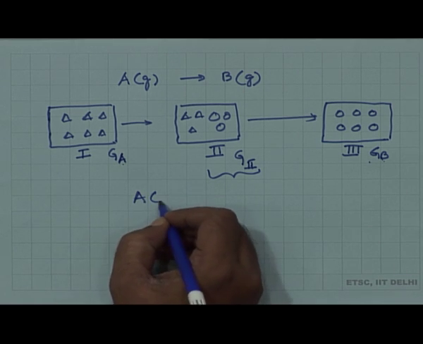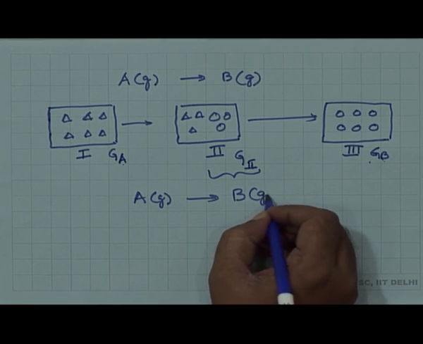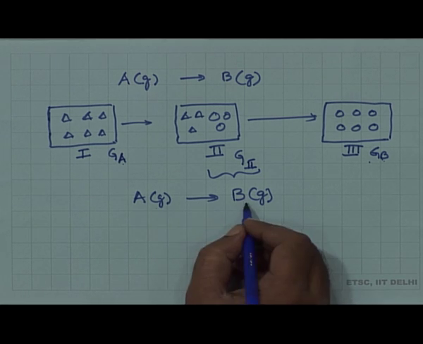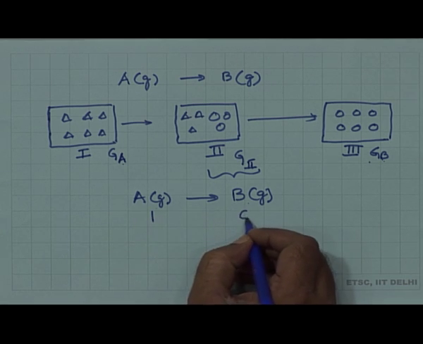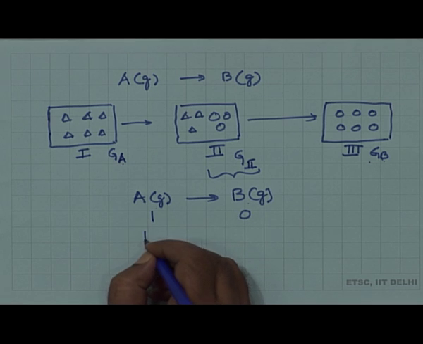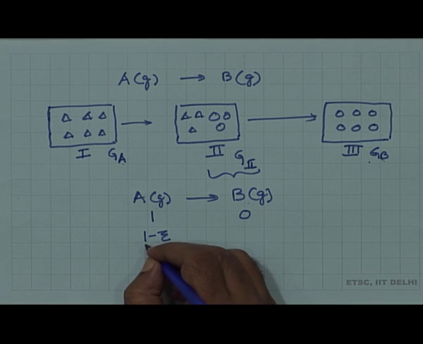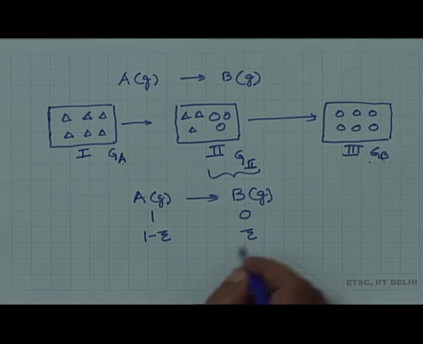Will be given by this. We can calculate by looking at this equation. Suppose A gas going to B gas, we start with 1 mole, this is 0 mole, and at time t the extent of reaction is E, and in that case left A is 1 minus E mole and this is E mole per liter.